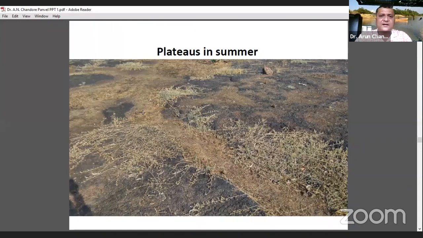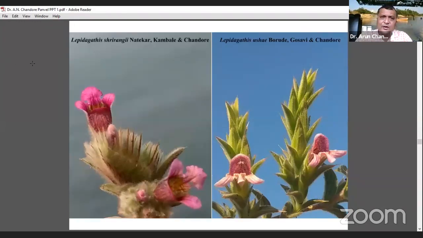Plateaus in summer season. As I already told in the previous slide, plateaus are neglected by scientists or botanists in summer season, or people neglect them because they look like dry land. But you see this plant here, this is a Lepidagathis plant, and here you see how the summer season is also important for plateau collection.